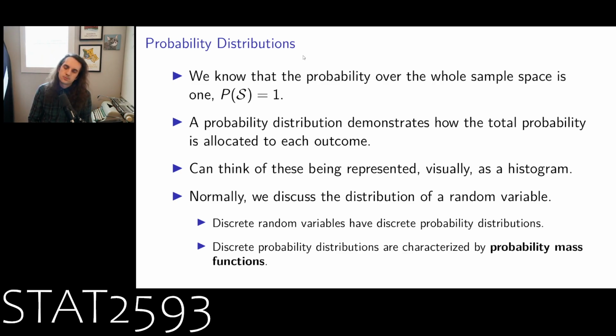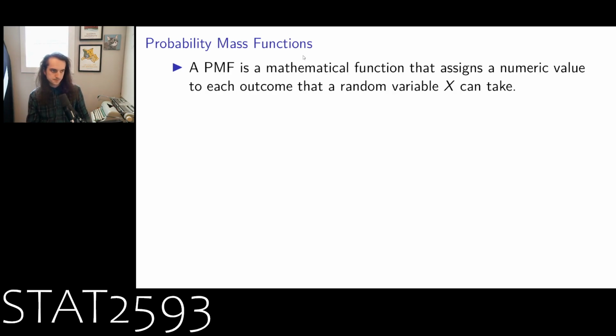Discrete probability distributions are characterized by what we call the probability mass function. Okay, so if you have a discrete distribution, we're going to be able to represent that mathematically through this probability mass function. So a probability mass function, or a PMF, is a mathematical function which assigns a numeric value to each outcome that a random variable can take on. So it says what's the probability of the first outcome, some value, second outcome, some value, and so forth.